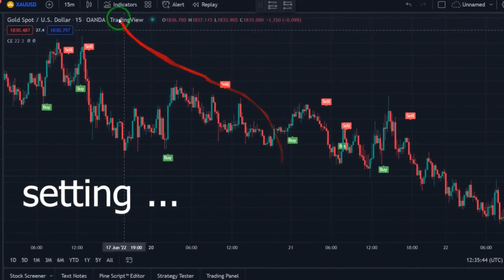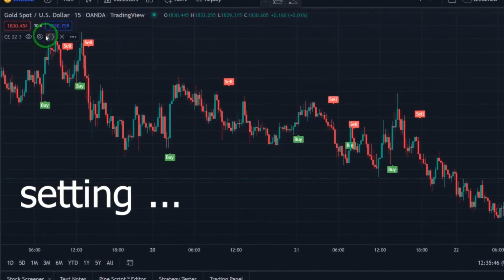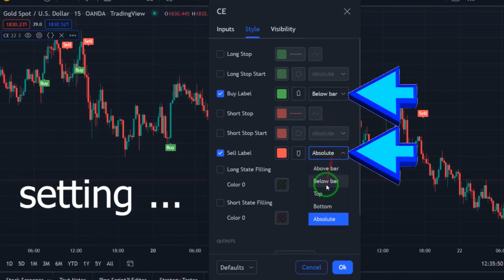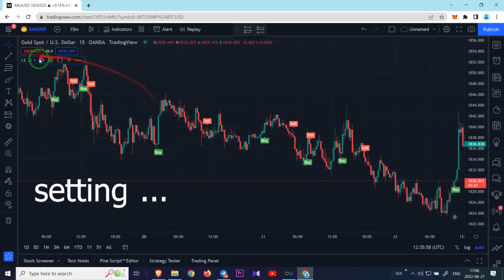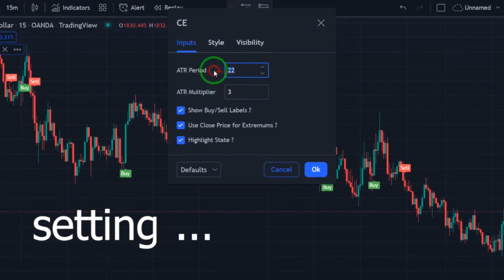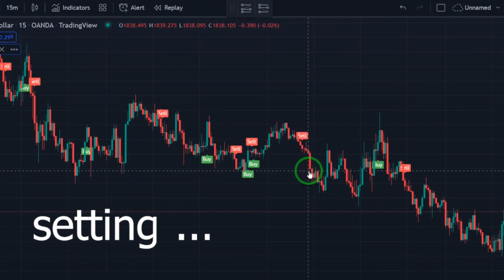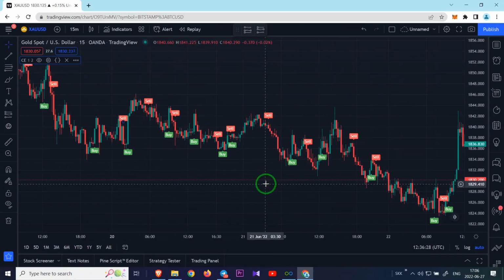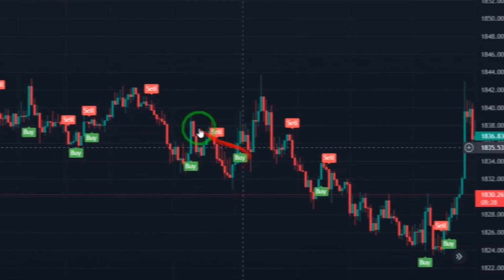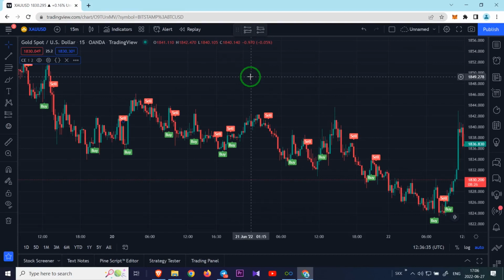In order to bring the sell labels and buy labels closer to the chart, we select below bar for the buy label and above bar for the sell label. But now we have to adjust the indicator inputs. Go to the inputs and set the ATR period to 1 and the ATR multiplier to 2. As you can see, this indicator gives us many signals, many of which are false signals. Now I'm going to tell you how to filter the signals to increase our chances of success.